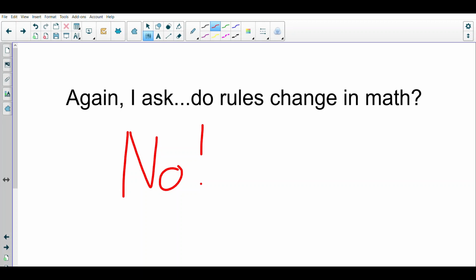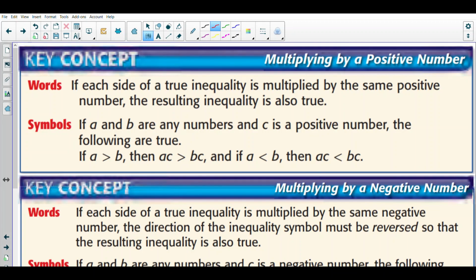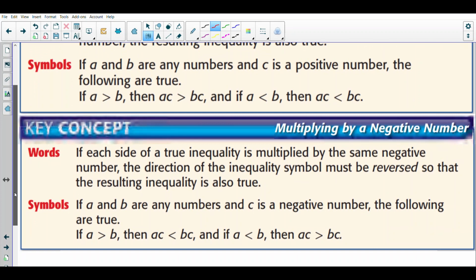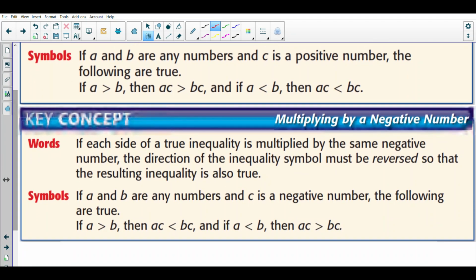I'm not going to read these out, but first we're going to talk about multiplying by a positive number and multiplying by a negative number. On both division and multiplication, the negative number is the more important one. Remember the golden rule of algebra: what you do to one side, you do to the other. The big thing is, when we multiply by a negative number, because the word negative means opposite, the inequality itself is going to flip directions.